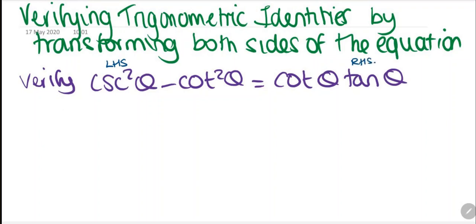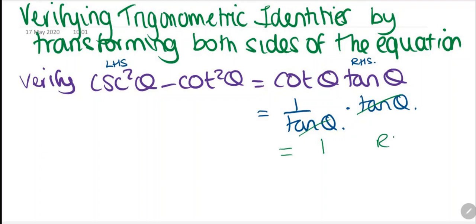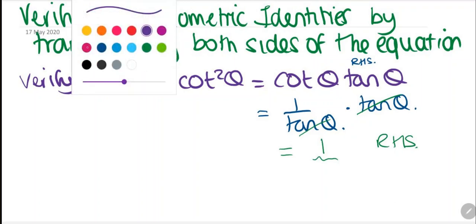So I'm going to look at the right-hand side first, and I'm going to just rewrite. So cotangent is 1 over tan theta, and tan we'll just leave as tan theta. Well, these actually would simplify to 1. So on the right-hand side, we have the answer as 1. So we're going to rearrange the left-hand side to equal 1.